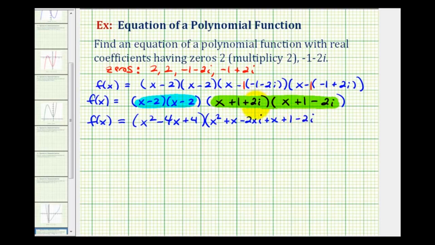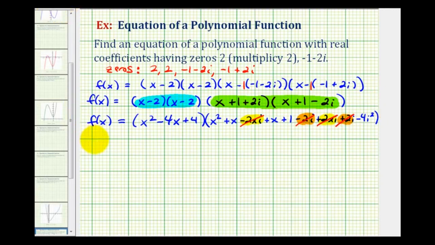And now we're going to multiply by the 2i. 2i times x, plus 2xi. 2i times 1, plus 2i. And 2i times -2i, that's minus 4i squared. Remember, i squared is equal to -1. So now we need to simplify this, replace i squared with -1, and combine like terms. Here we have minus 2xi plus 2xi. That simplifies to 0. And here we have minus 2i plus 2i. That simplifies to 0 as well.